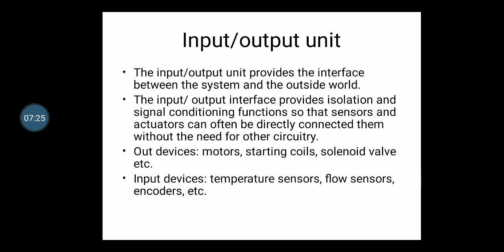We need signal conditioning because the output of the sensor is very low, and to give it to the PLC we need a little signal conditioning so that the PLC can read that signal. Output devices are like motors, starting coils, solenoid valves, etc. Input devices are like temperature sensors, flow sensors, encoders. So all types of sensors are nothing but input devices.